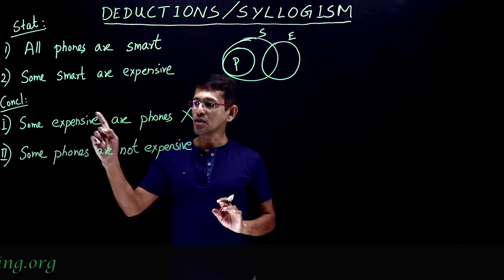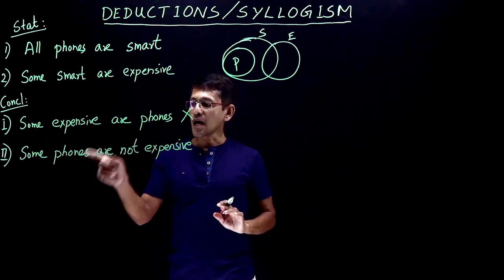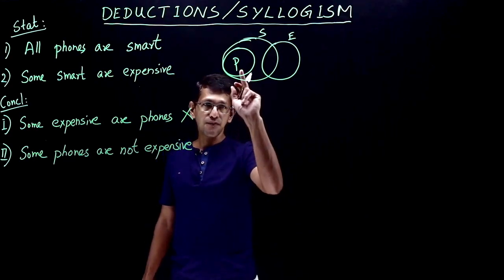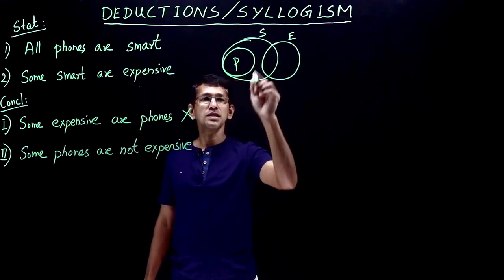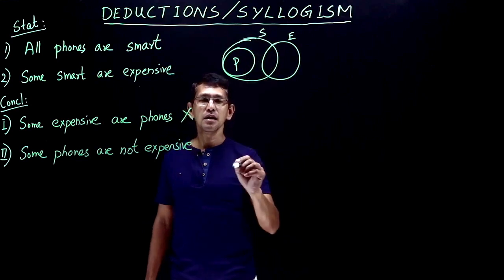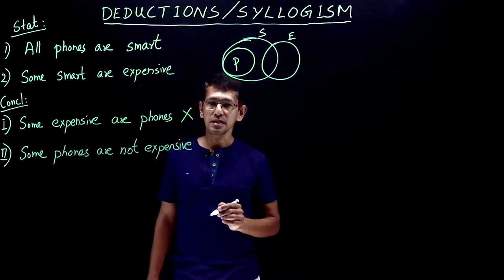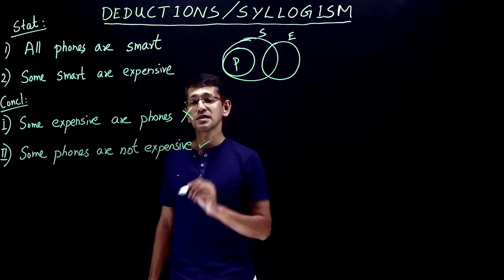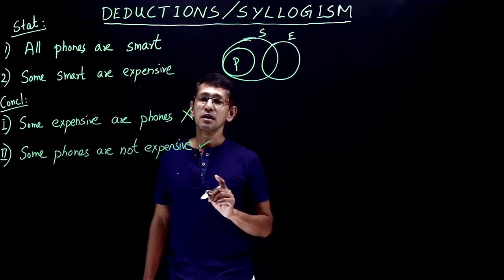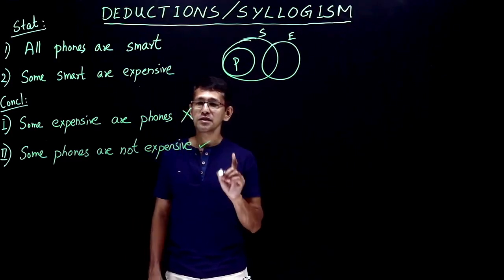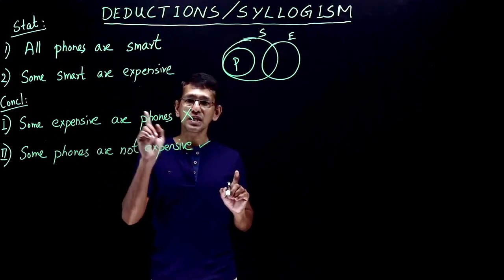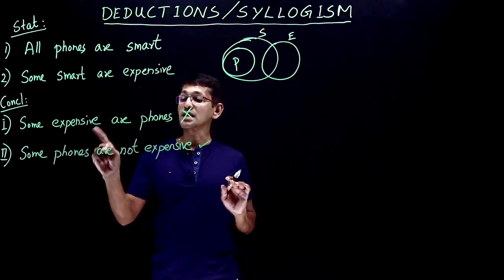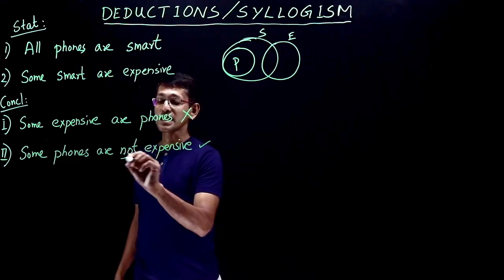And how about conclusion number 2? Some phones are not expensive. If you take some phones from here, they are not expensive. Actually, that is valid for the basic diagram. However, remember this: a positive conclusion, if it is valid for the basic diagram, it follows, no issues. But in this case, it's a negative conclusion. See that? Negative.